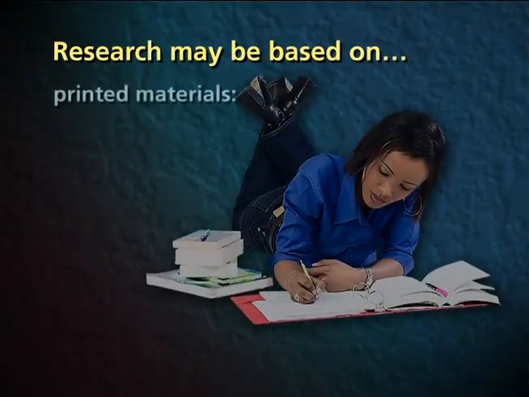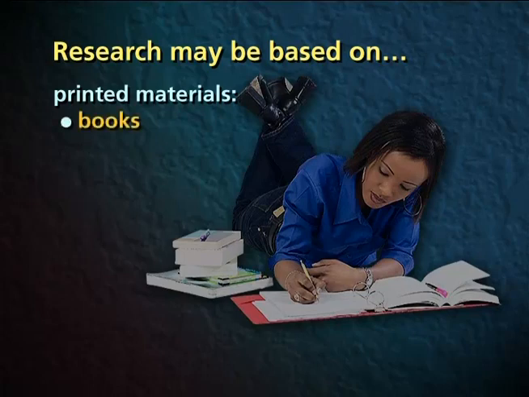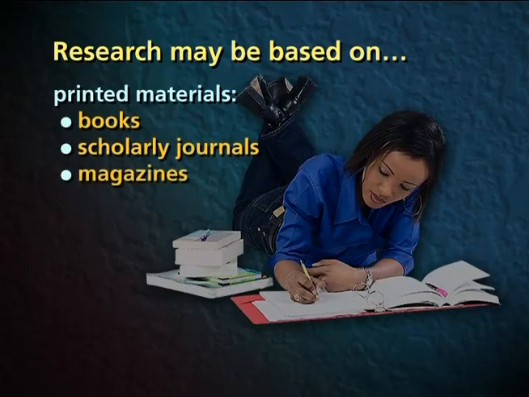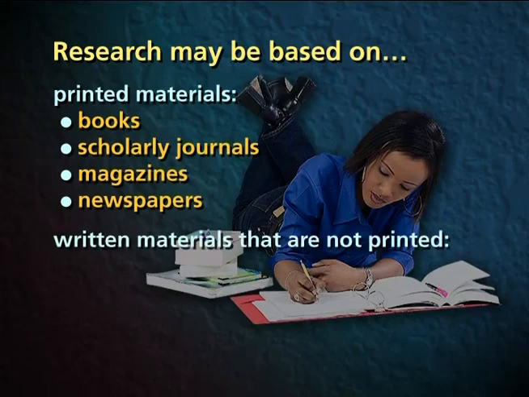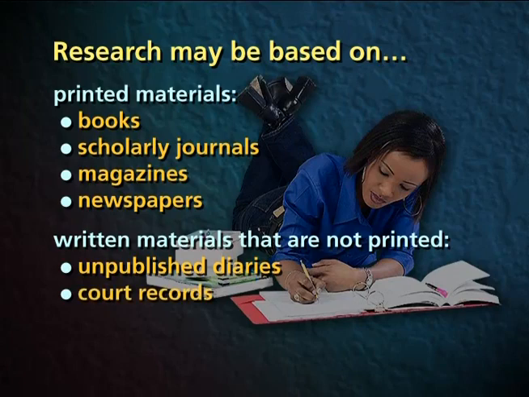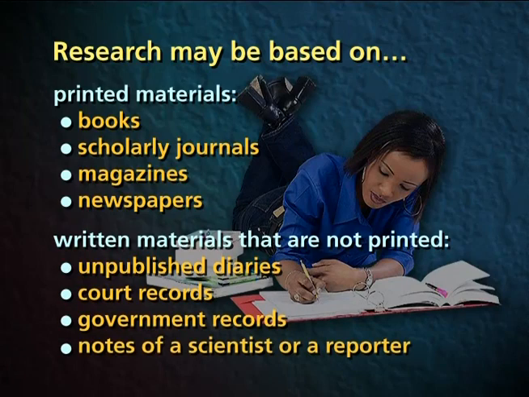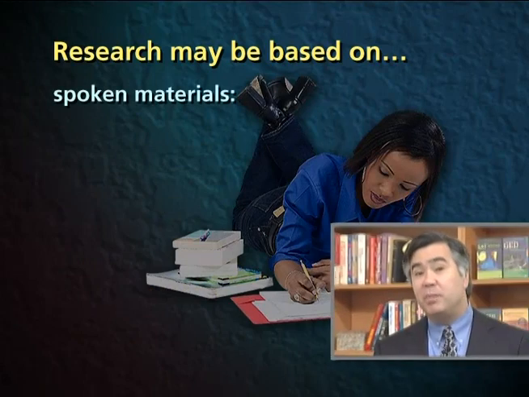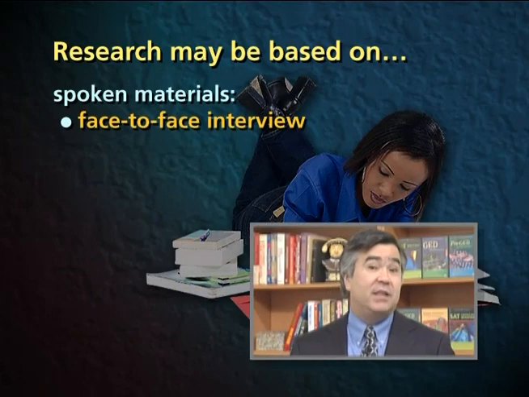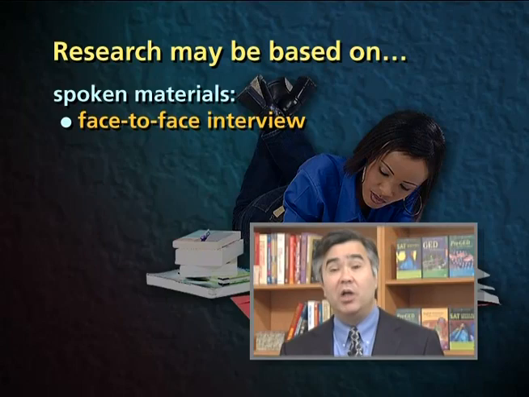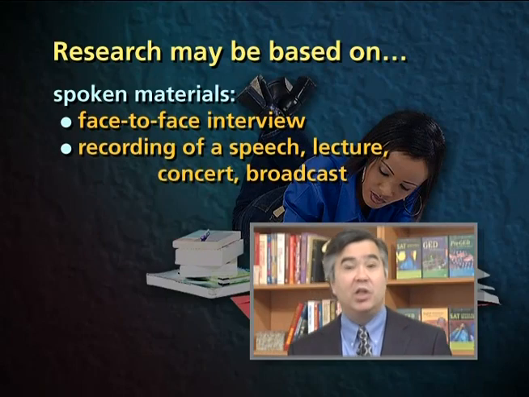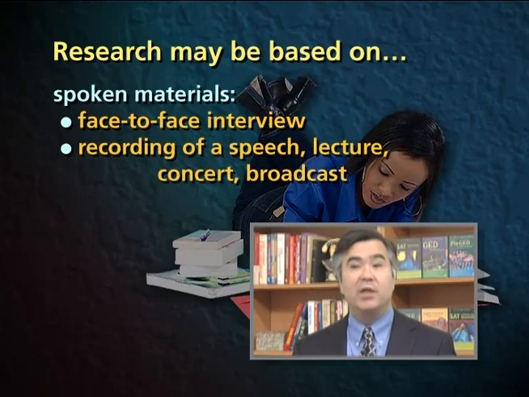Research may be based on printed materials such as books, scholarly journals, magazines, and newspapers. It may be based on written materials that are not printed, such as unpublished diaries, court records or government records, or the notes of a scientist or a reporter. Research may be based on spoken materials, such as a face-to-face interview that you do with someone, or a recording of a speech, lecture, concert, or broadcast.